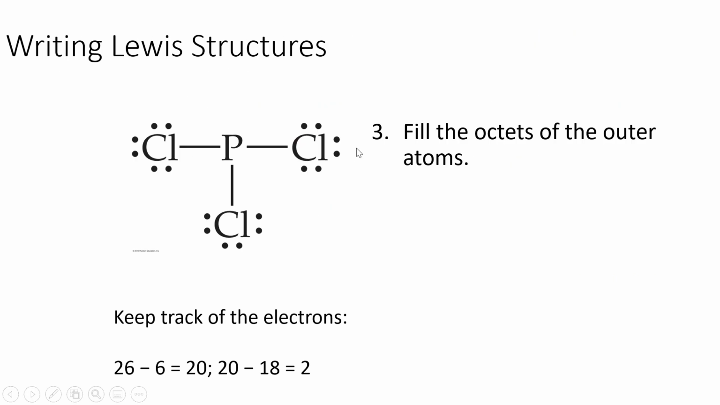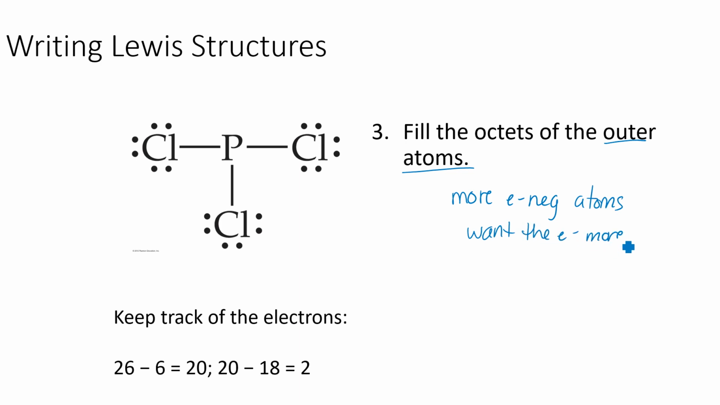All right, what we do next is we give the outer atoms an octet first. So what I did here is we just added dots to all the outer ones, the chlorines. And if you're wondering why we are doing the outer ones first, remember the outer ones are the more electronegative atoms. So they kind of want the electrons more, if you think about it. So if we have some electrons, we're going to give them to those more electronegative elements first.